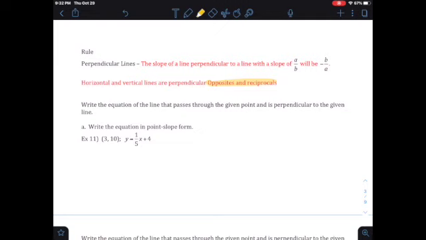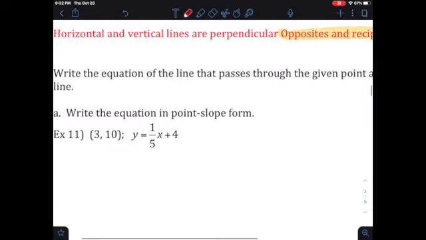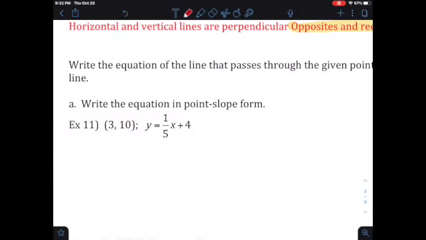Now write the equation of the line passing through the given point and perpendicular to the given line. The way we're going to do that is we are going to extract the slope first, and we want to put it in point slope form. Very simple. Got a point, got a slope, write the equation. That's it. So you are going to extract the slope. The slope in this case from our equation is going to be 1 over 5.